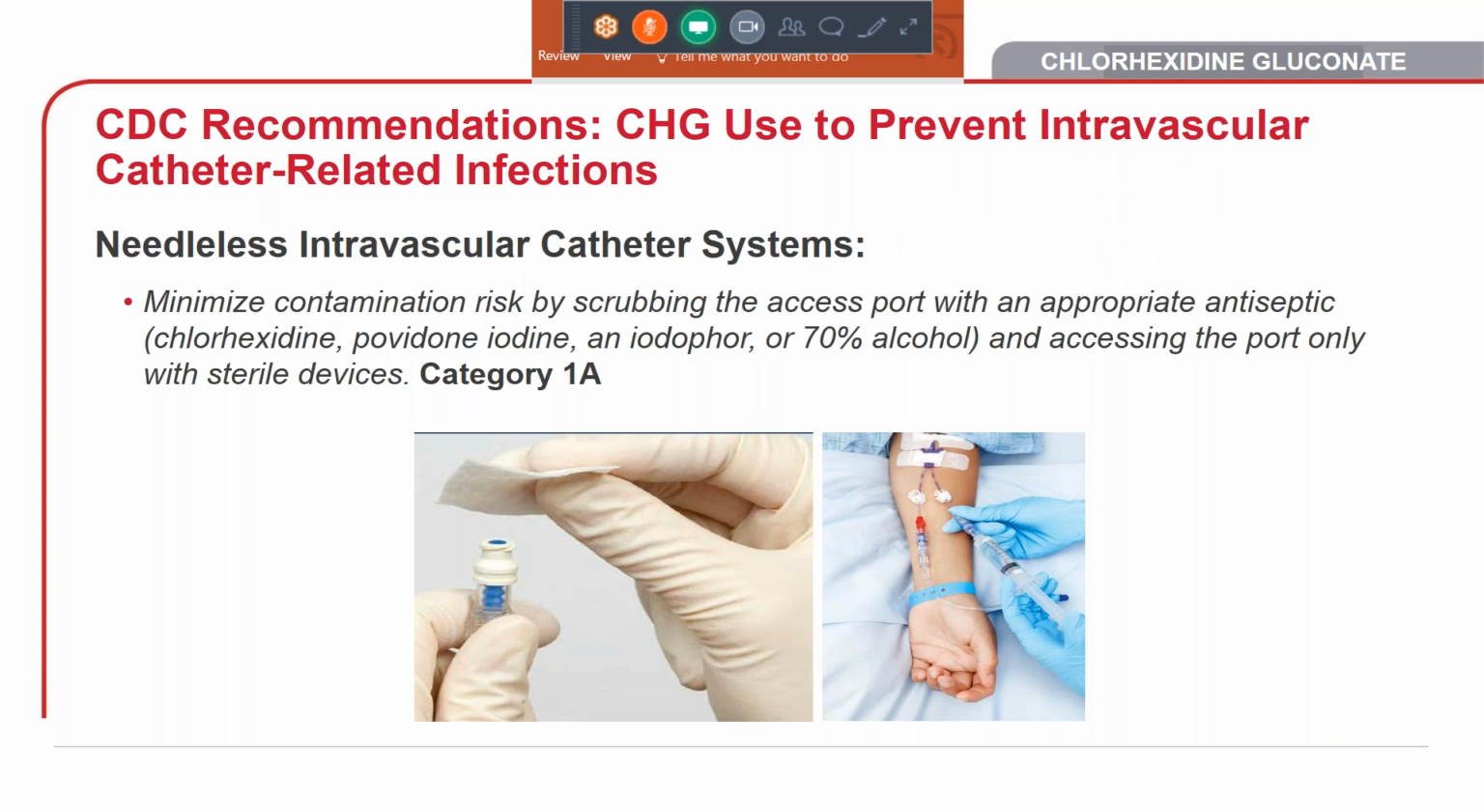So here, although we have a Category 1A recommendation about scrubbing the hub, we do not have a specific antiseptic cited. In other words, we have here chlorhexidine, povidone iodine, an iodophor, or 70% alcohol. Access ports only with sterile devices. But again, not only are they not specifying a specific antiseptic, they also are not specifying a specific scrub time or application time.